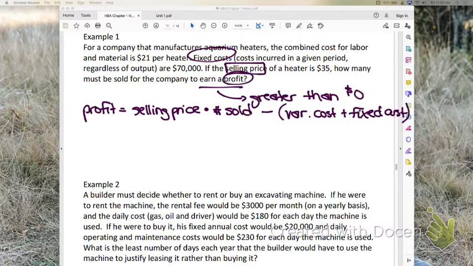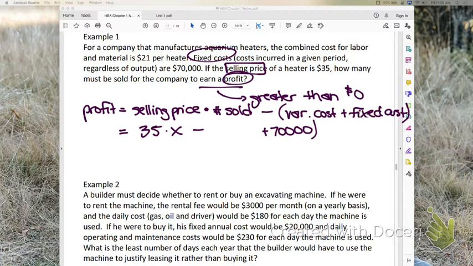So what do we have here? What's my fixed cost? 70,000. What else do we have? Selling price is what? 35. So I put that in for selling price. What usually goes next to that? X. Minus. What else do we have? We are finding the number sold. Do we know anything else? Okay, the variable cost is 21.